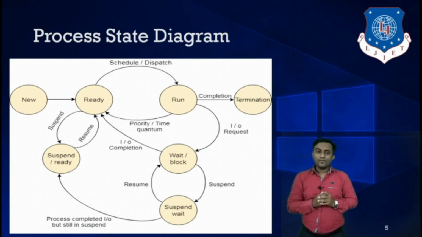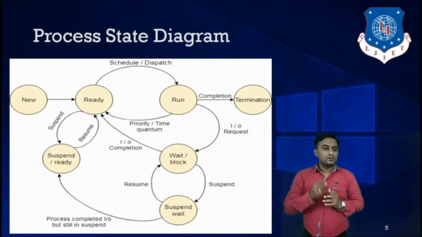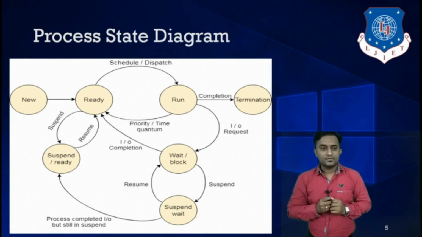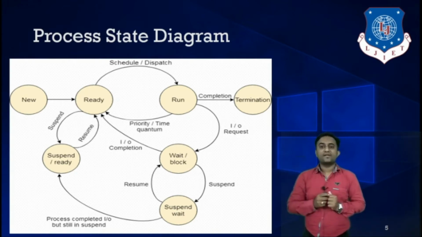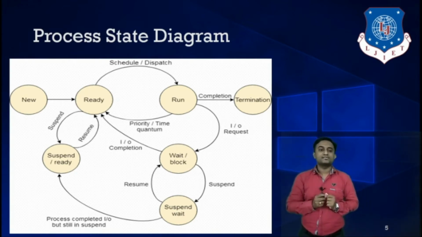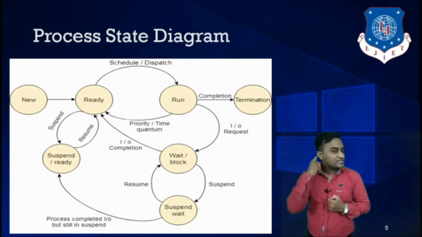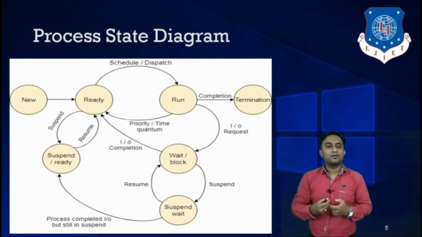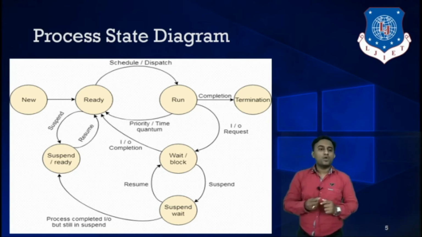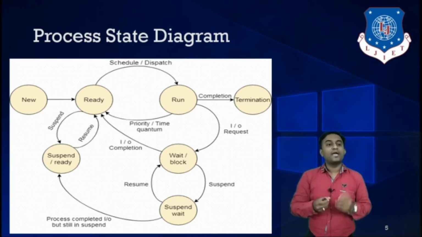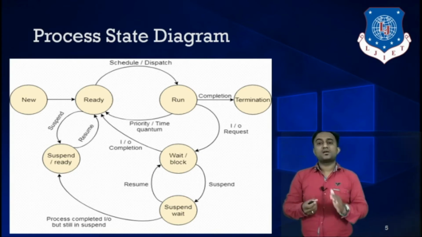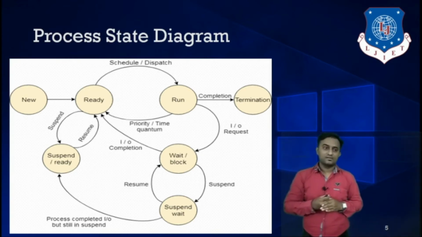Now, the case one we have discussed. What is the second case as far as the running state is concerned? When a process is executing a task in the CPU, what will happen if any high priority process comes into existence?